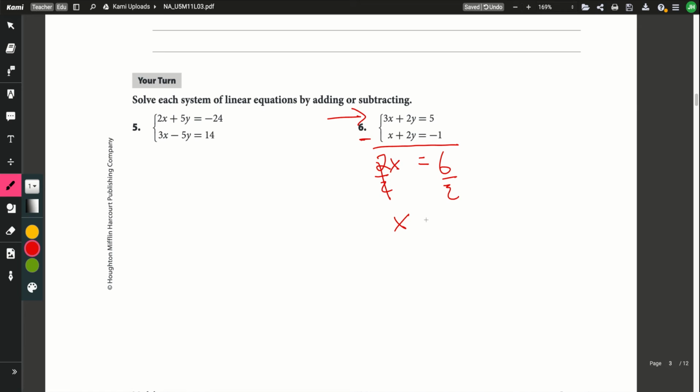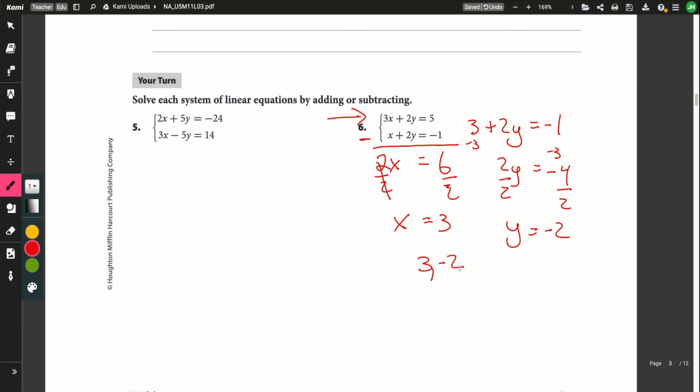2x divided by 2, 6 divided by 2, x equals 3. Then let's plug it in. 3 plus 2y equals -1. 2y, we are going to subtract 3 from both sides, equals -4. Divide by 2. y equals -2. Our answer should be 3 comma -2.